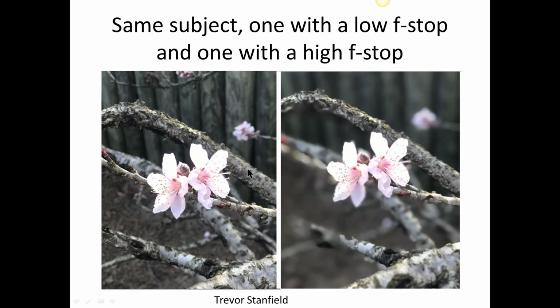So the way it should work is the lower f-stop will reduce the depth of field or the depth of focus, and the background would have more of a bokeh effect. And I may actually have these reversed here.